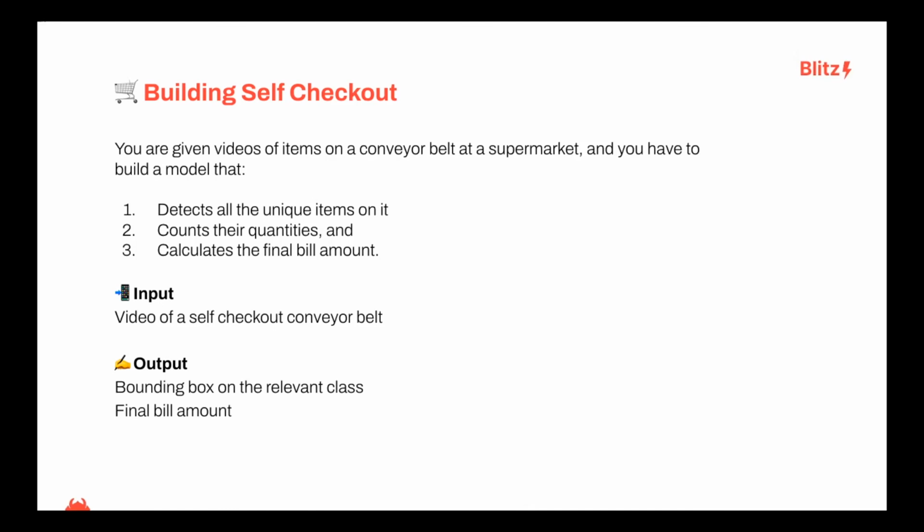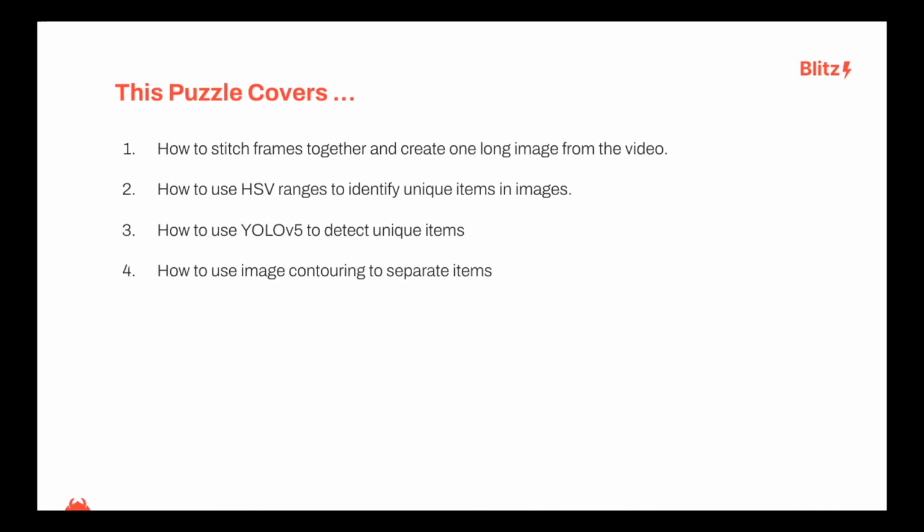So it's a bit of a challenging problem, but it's also a very interesting problem. Basically the input over here is a video of a self-checkout conveyor belt, and the output is a bounding box of the relevant classes, the items that you identify, and the final bill. So this puzzle will cover things like stitching frames together and creating one long image from a video, how to use HSV range to identify unique items in an image, how to use YOLO V5 to detect unique items and create bounding boxes, and also how to use image contouring to separate items. As for the bill amount, that's a little bit of a tricky thing. You have to figure it out.